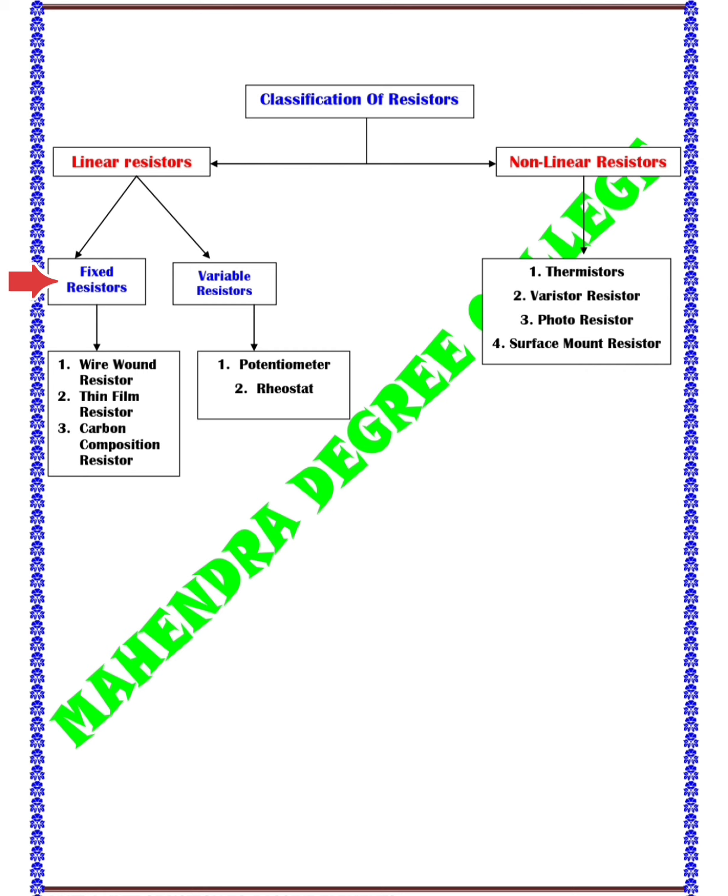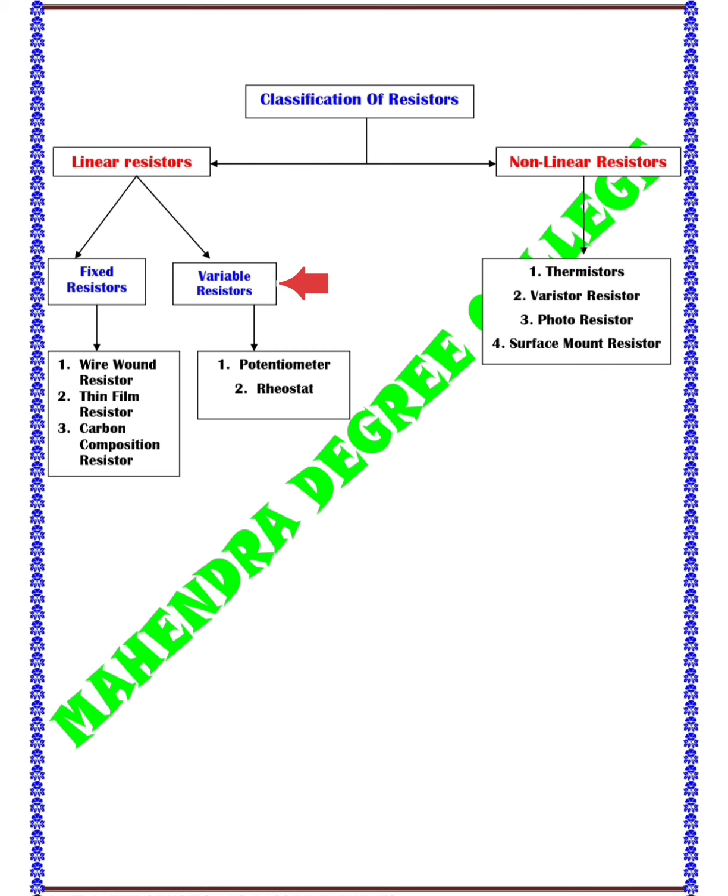Fixed resistors are electrical components with a specific, unchangeable resistance value. They restrict current flow in circuits and are used for various applications like voltage division, signal level adjustment, and current sensing. Within each category, there are several types, each with specific characteristics and applications. 3 major types of fixed resistors are: first one wire wound resistors, second one thin film resistors, third one carbon composition resistors.